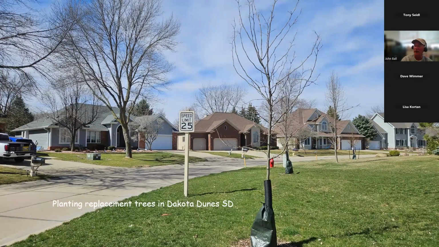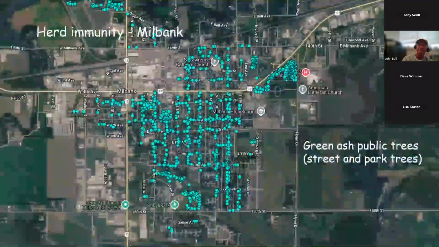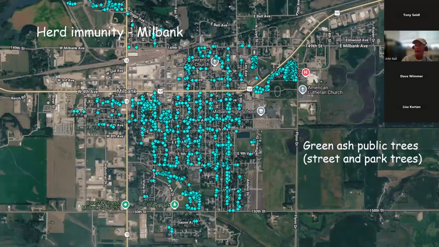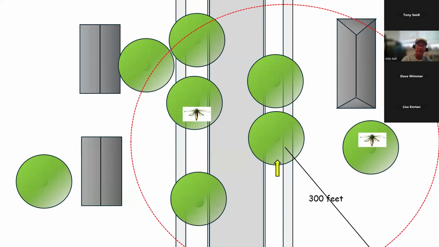But let me tell you something exciting we're doing in Millbank. Millbank, which has a lot of ash trees, both in properties and along streets, we're using herd immunity. What that means is very carefully looking at what trees to be treated by either the homeowner or by the city, and looking at where all the ash trees are and developing a pattern. And the reason why is emerald ash borer flies about 300 feet. And so they might take off from that tree, land on a treated tree and die. The odds are pretty good.